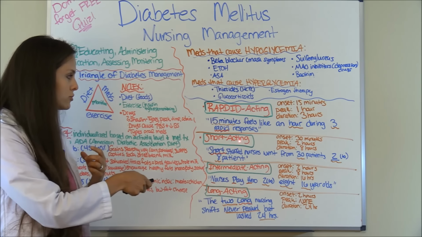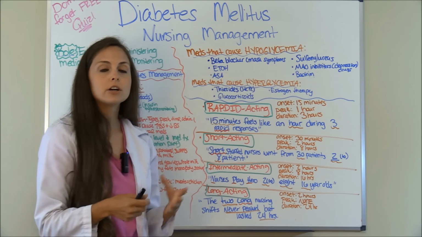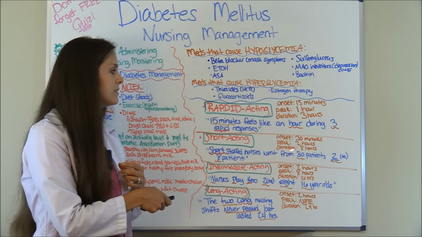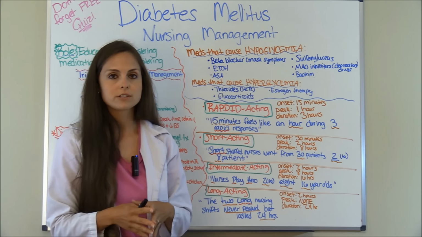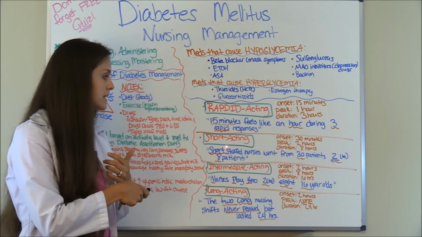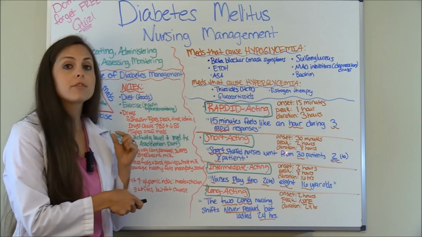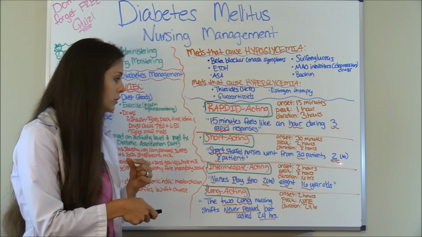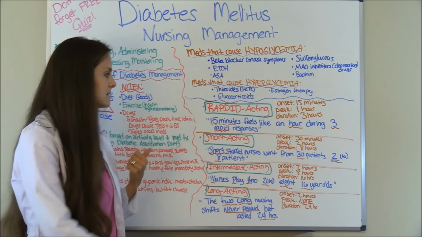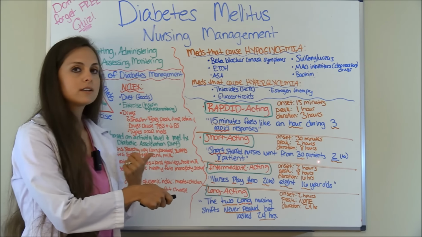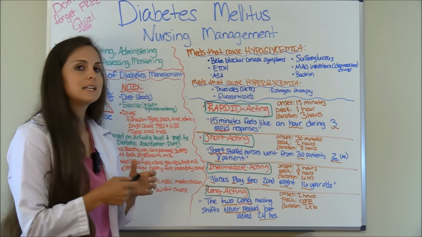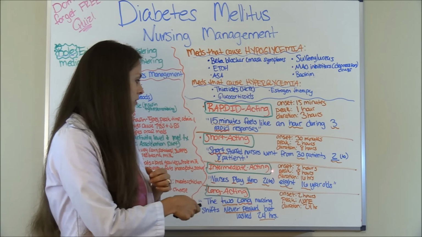Okay, next, let's look at short-acting insulins. Their onset is 30 minutes, the peak is 2 hours, and the duration is 8 hours. To help you remember all those numbers, remember the phrase: short staff nurses went from 30 patients to 8 patients. So short, you know, this is the short-acting insulins, and 30 is the onset, 2 is the peak, and the duration is 8.